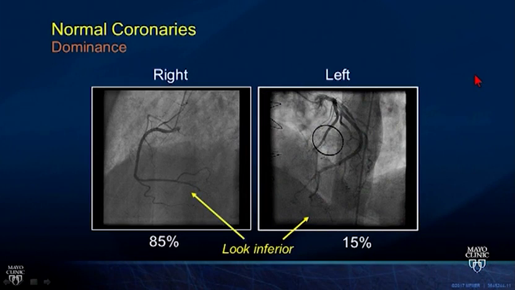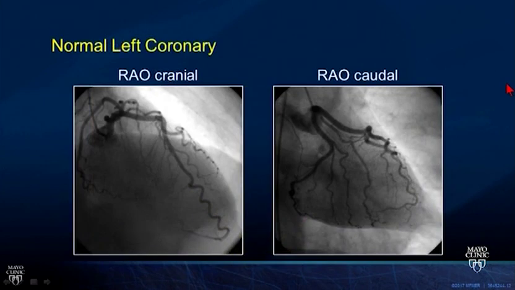Here's the LAO cranial view in that same patient, and you can see that same phenomenon of the LAD, and then right below it is the left PDA. So these are normal coronary arteries. On the left-hand side here, you have a right dominant circulation, and over here you have a left dominant.